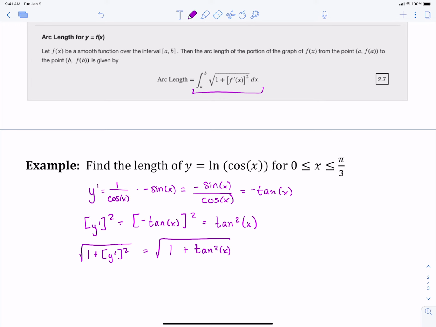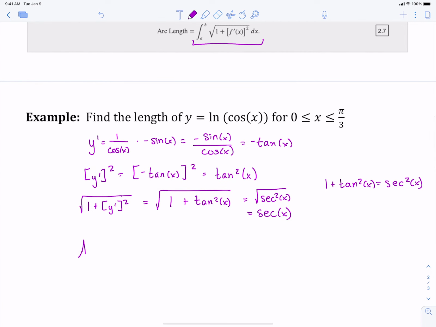I'm just trying to simplify this as much as I can before I actually take the integral. And some things to remember: we have our trig identities. We've got the one that says that 1 plus tangent squared of x is equal to secant squared of x. And so we can replace our 1 plus tangent squared of x with secant squared of x. And we're square rooting something that's being squared, so we get secant of x. So our arc length is now going to be the integral from 0 to pi over 3. We've done this whole part right here. So this is the function that we're taking the integral of, which is secant of x in this case.